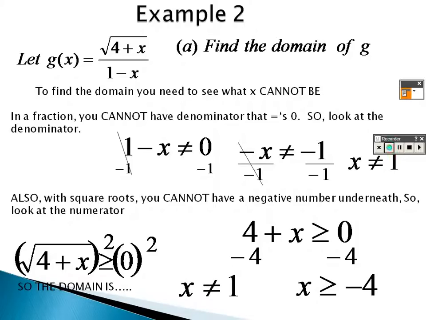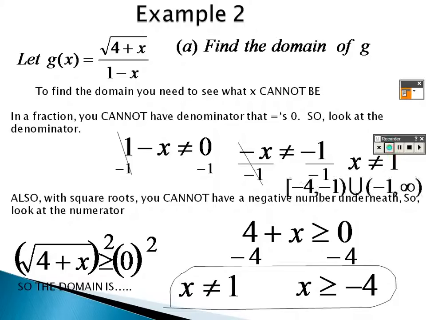So the domain is those two combined, meaning it starts at negative 4 as low as it can go. It goes the whole way up until it gets to 1, but remember, it can't be that. So then we leap over 1, and it keeps going until we get to infinity. And remember, the union is like you're jumping over what it can't be.